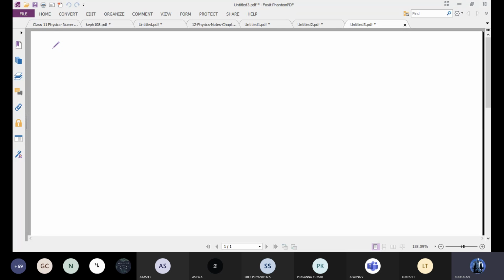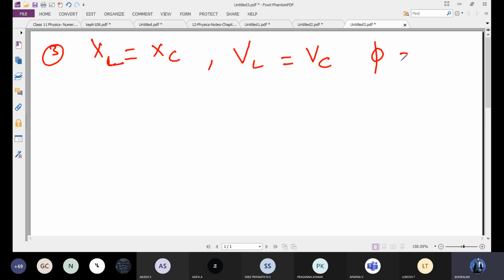Here is the third condition. Now XL is equal to XC. Same like that, VL is equal to VC. The phi value is 0. So that LCR circuit is completely purely resistive.